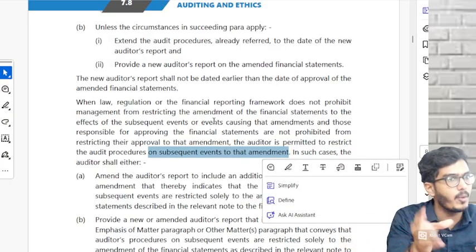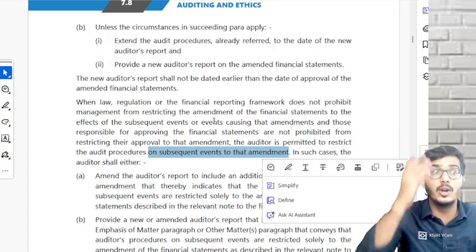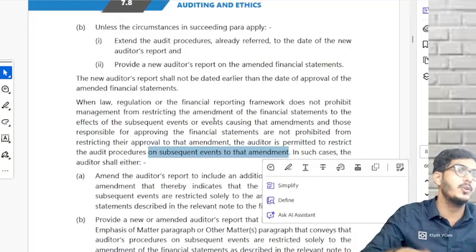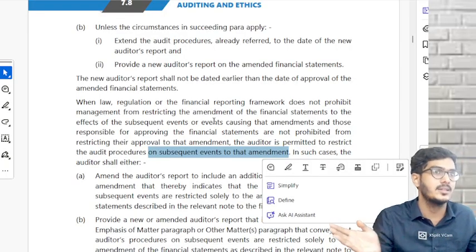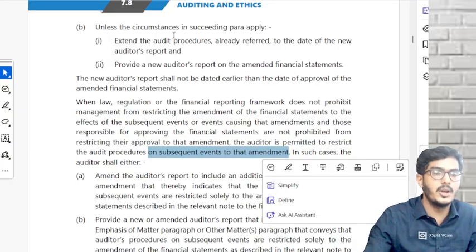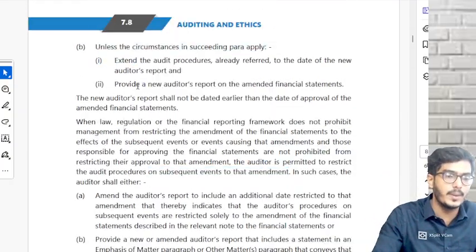Auditor, you also perform audit procedures only on that subsequent event. But if the law or regulation prohibits or restricts this, not allowed, then in that case you'll have to perform audit procedures on all the facts. You have to give a new auditor's report, etc. Any doubts here?